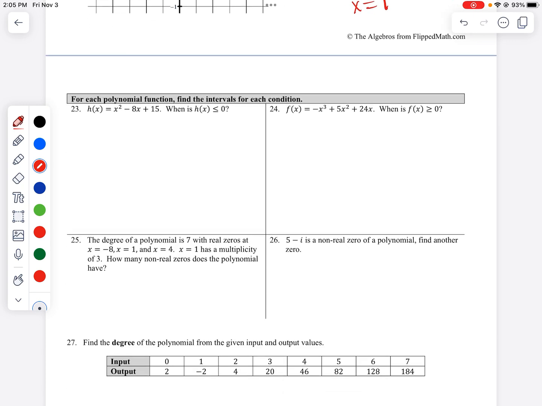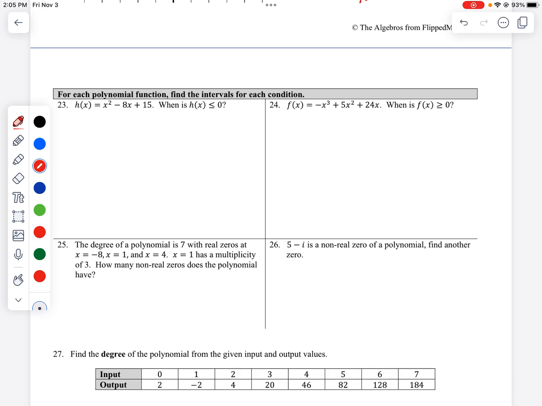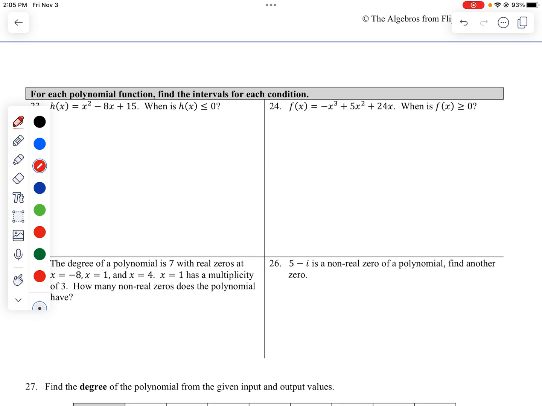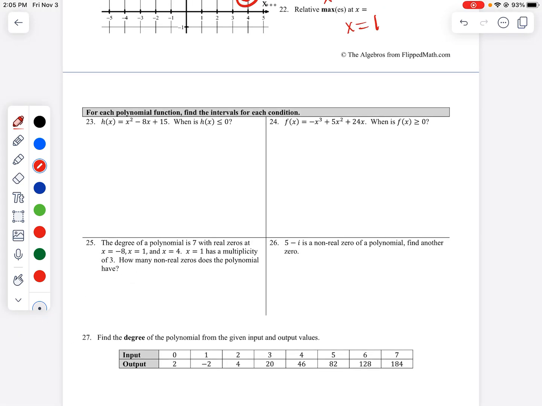All right, so we have to figure out where this is less than 0. Well, if we factor this, it factors into x minus 5 and x minus 3. And I know it's a parabola going up, so it crosses at 3 and 5. So when is it less than 0? And I should say less than or equal to. So in between 3 and 5.